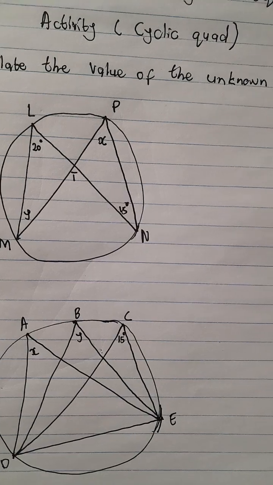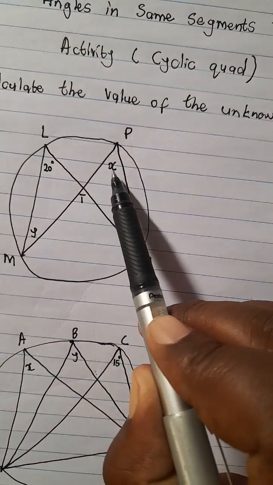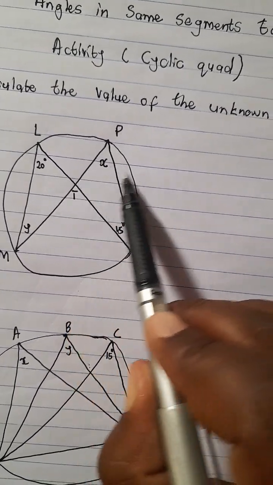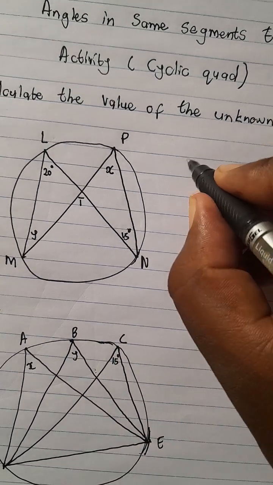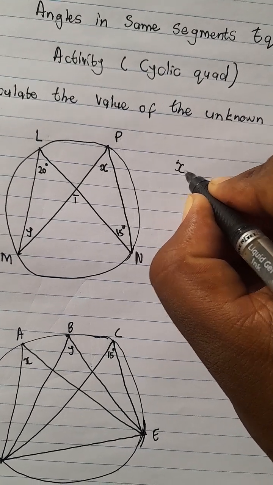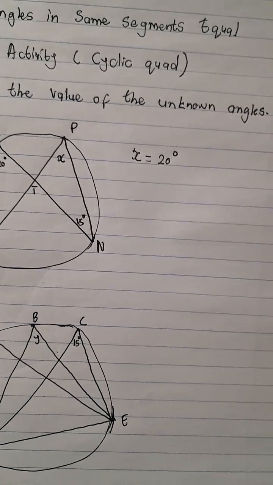So I said that angles L and P are both angles that are on the same segment. It means that X will be 20 degrees, right?